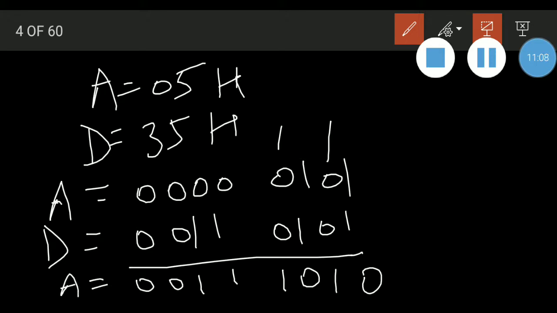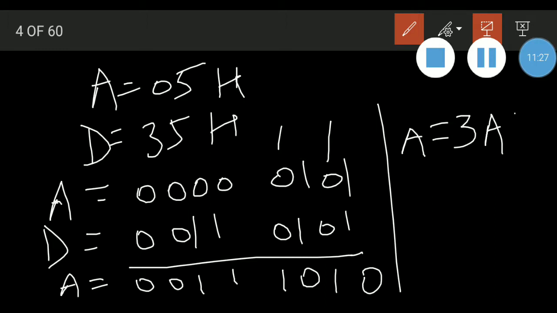Now in the accumulator I will convert this into hexadecimal. So what is 0011? 0011 is 3. 1010 is A. Our answer is 3AH. This is our answer. Understood students? Our answer is 3AH.